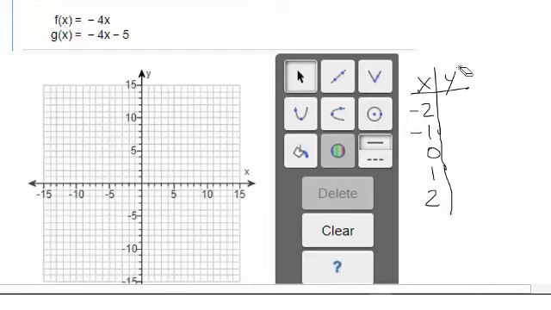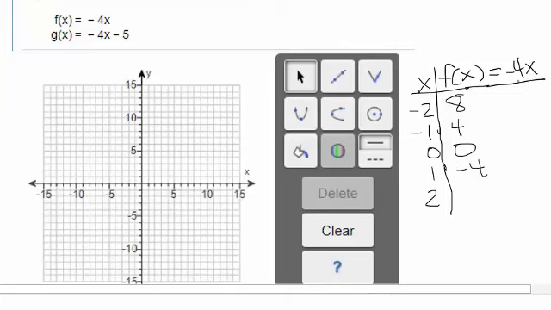This is our XY chart, but we're not calling it y anymore, are we? We're saying we have a function, so we can call this f of x. And what does f of x tell you to do? It tells you to take your x, whatever it is, and multiply it by negative 4. So if I plug in negative 2, we get negative 4 times negative 2 is positive 8. Plug in negative 1, negative 4 times negative 1 is positive 4. 0, we get 0. 1, we get negative 4. Multiply 2 times negative 4, we get negative 8.